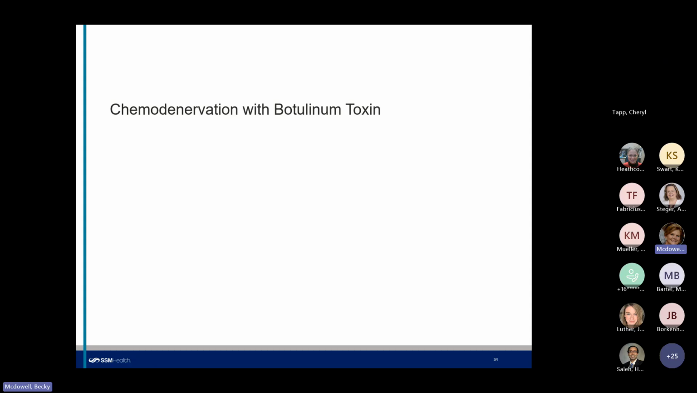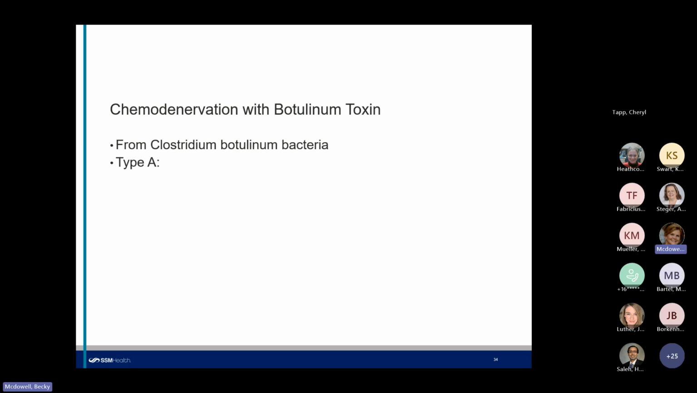Chemodenervation with botulinum toxin. I'm going to spend a little bit more time on this because this is something I do offer in my clinic, and unfortunately I don't use chemoneurolysis in the clinic because I don't have that population. Botulinum toxin is from the Clostridium botulinum bacteria, which is in soil and water. Back in the day, they used to say if you have a can that's bulging out, it might have bacteria in it. That's Clostridium botulinum.